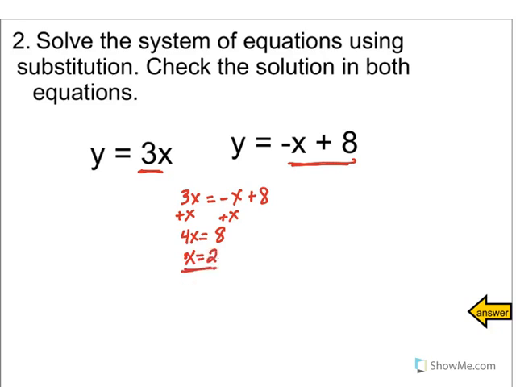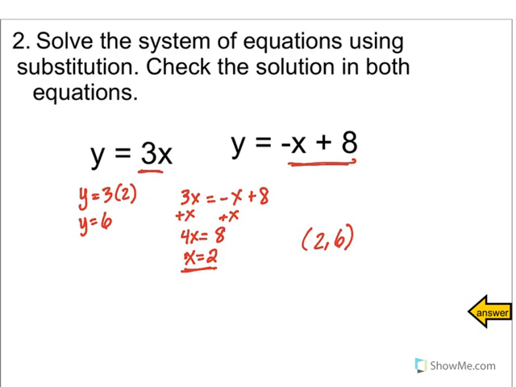So I have my x value. Again, I need to take it and put it into one of the two original equations. I'm going to put it into the first one, again, just because this one looks easier to solve. So y equals 3 times 2, so y is equal to 6. Again, so I know that my point is (2, 6).